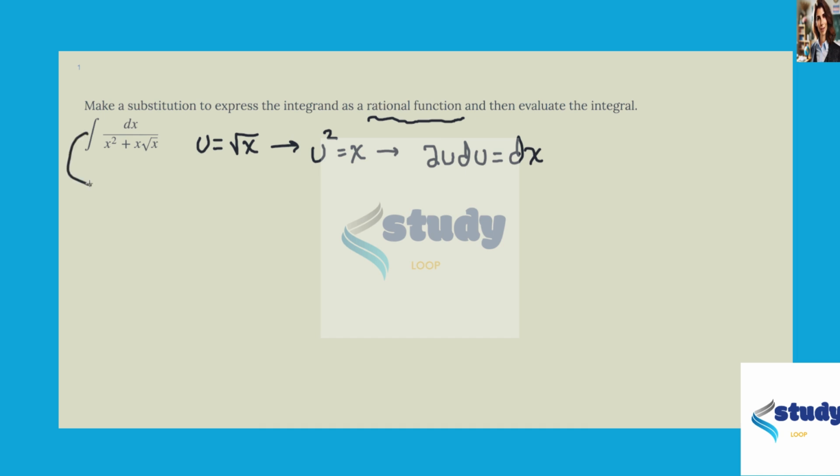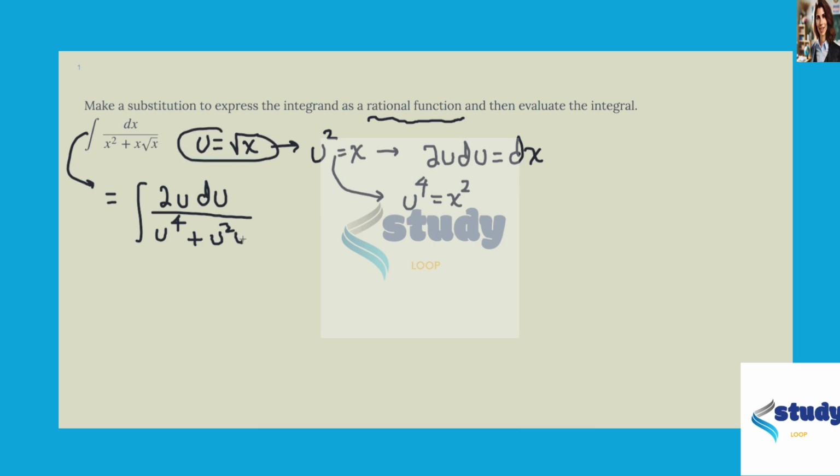So this integral becomes 2u du up top. On the bottom, we see an x squared there. So let's take this equation here and square both sides. So that means x squared I can replace with u to the fourth power. And then we see an x. That's just u squared. And then we see square root of x. That's just u. Let's go ahead and simplify this. Our new integral, which is now a rational function.